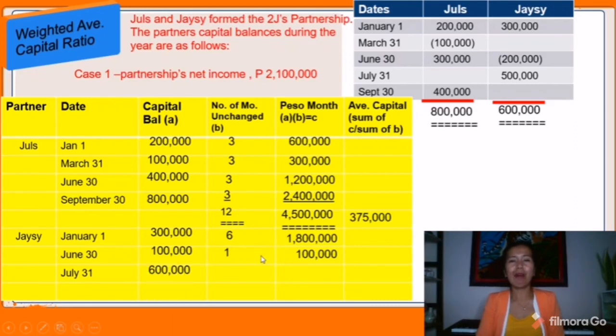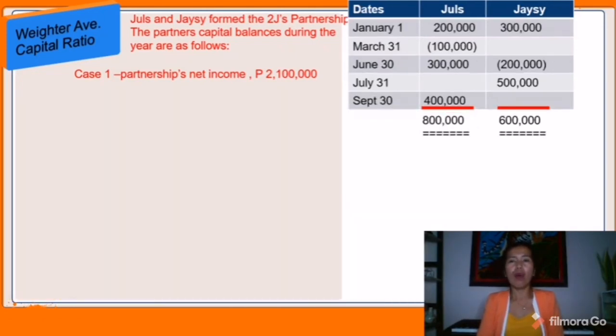And the number of months is 5 months. How do we get 5 months? That is from July 31 to December 31. So July, August, September, October, November, December. So 5 months. And the total of that is 12 months. And here, the total is 4,900,000 divided by 12. We get an average capital of 408,333 pesos.